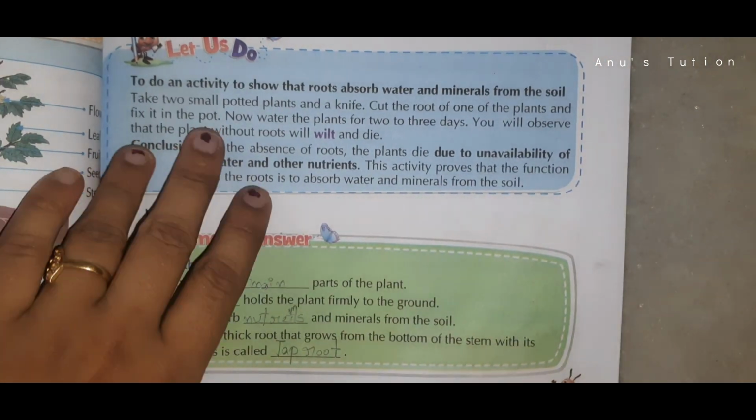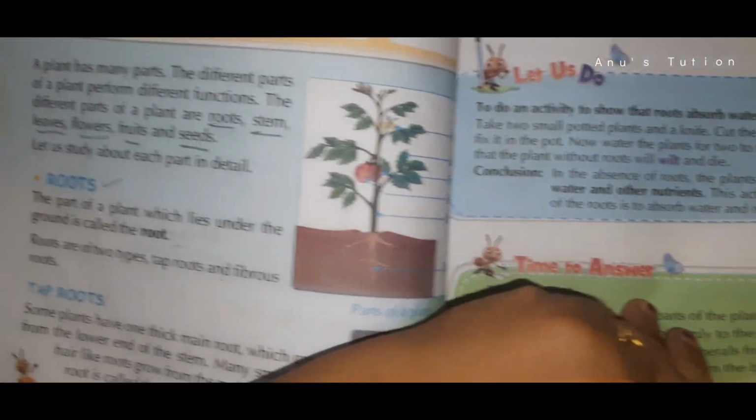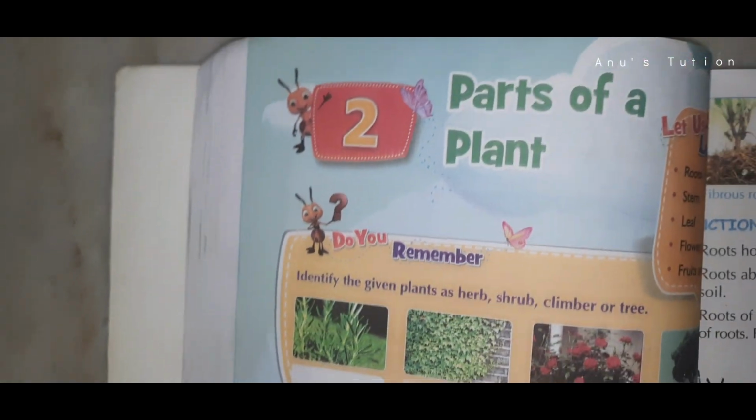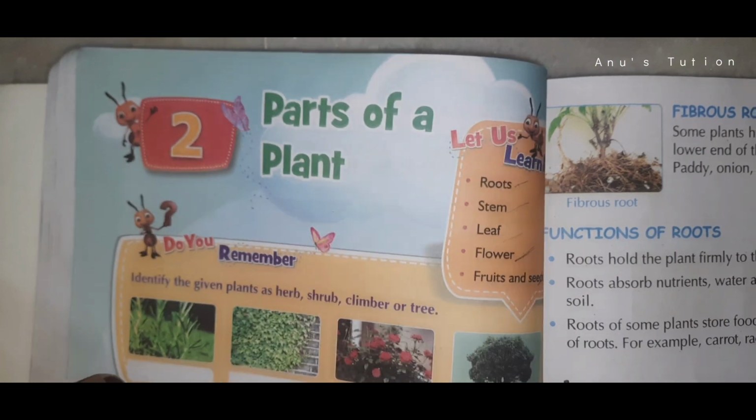Parts of a plant is over, children. If you have any doubt, you can mention me in the comment box.